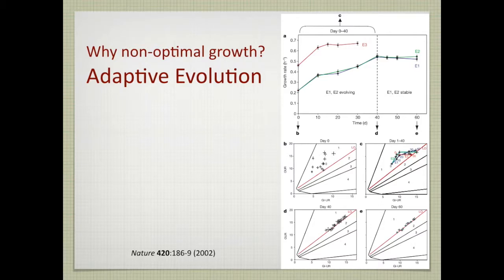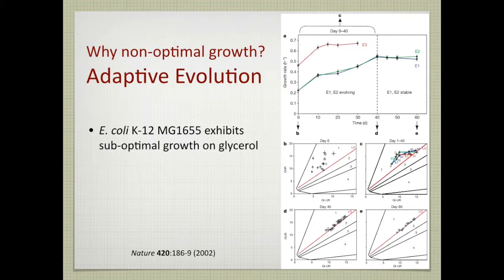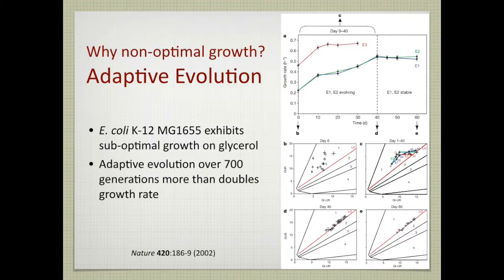Okay, so this is done on glycerol. The wild type strain grows poorly on glycerol. You can evolve it. It takes about 700 generations in this case to double the growth rate and reach that line. And the adaptation is reproducible with different experimentation.